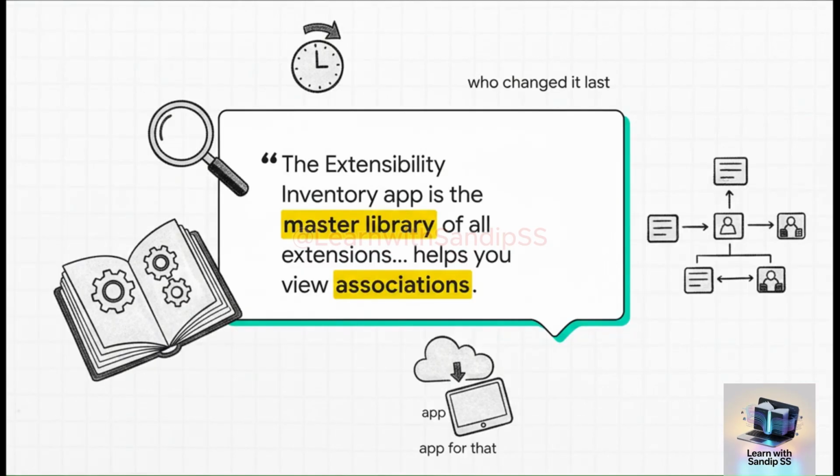And if you're wondering how you keep track of all this stuff, you've got the Extensibility Inventory app. Think of it as the master library for every single extension you've built. It shows you what's there, who changed it, and most importantly, how different pieces are all connected to each other.